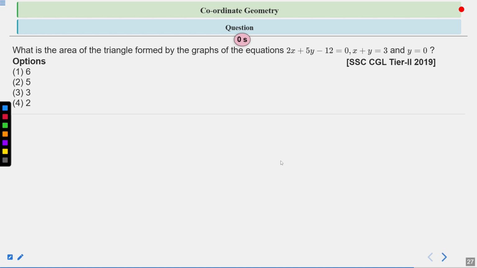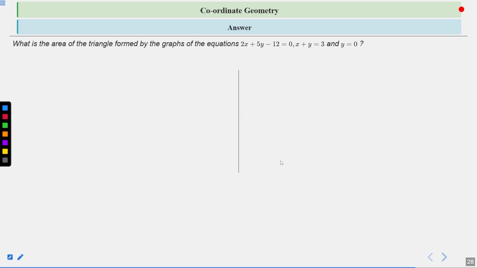Now time's up. Let's see the solution of this question. We need to find the area of the triangle, and the lines' equations are given: 2x plus 5y minus 12 equals 0, x plus y equals 3 and y equals 0. So the correct answer of this question is the third one, which is 3. Now see the detailed solution using concept 16.12.1 in this question.